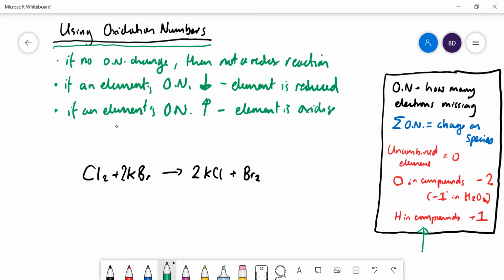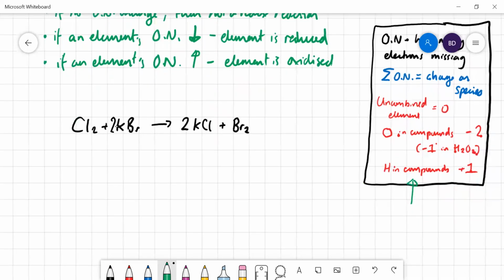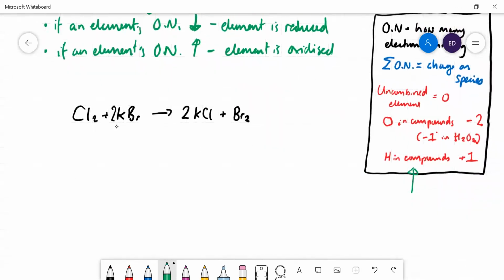Okay, so let's use a few examples. Now let's look at this equation here. This chlorine. Now, you really wouldn't need to know oxidation numbers to tell that this is a redox reaction, because let's break that down. Whenever we get potassium and sodium, we know that they're always K+, Na+, so it's much better to write it as an ionic equation. You can see what's happening.